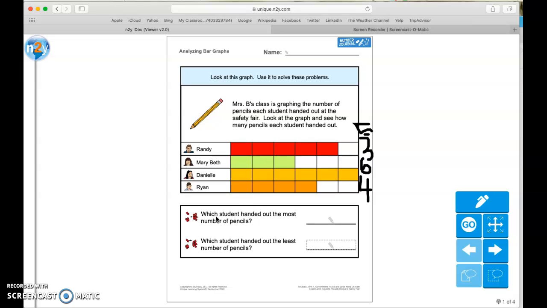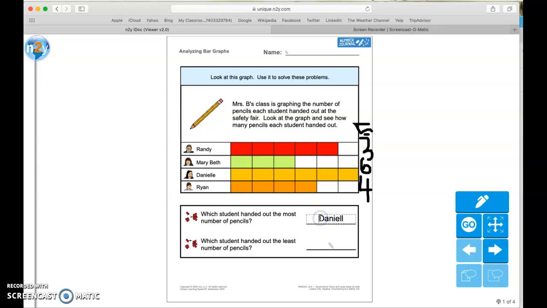Which student handed out the most number of pencils? So remember when you're looking on a graph, the line that goes the farthest on the bar graphs, the bar that is the longest is going to be the one with the most. So Danielle has the most because her line goes all the way here. So on this one, we're not writing 6 because that's how many. You're writing what her name is. So Danielle.